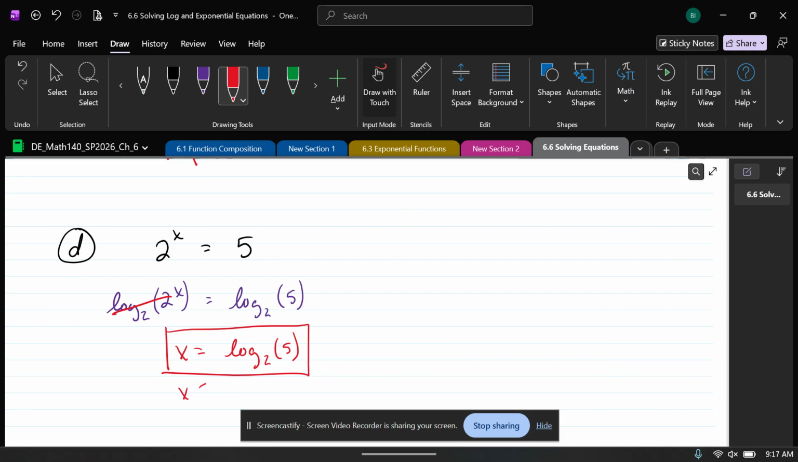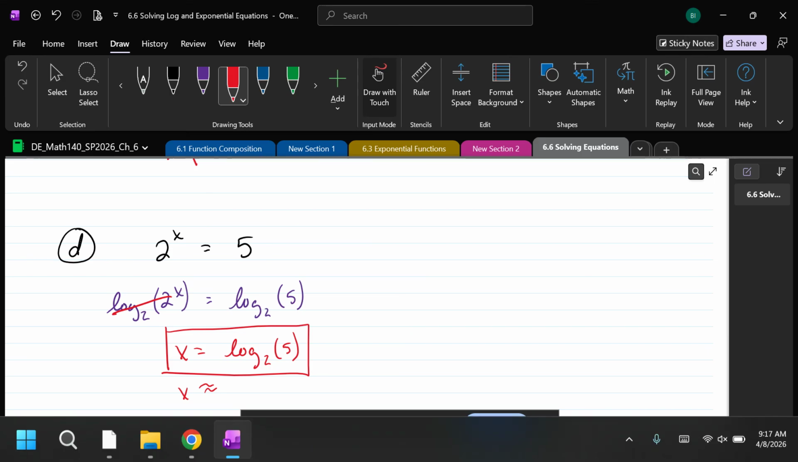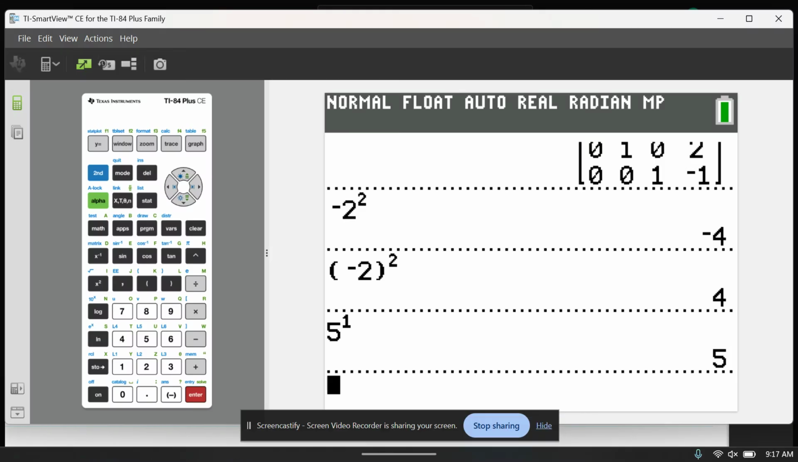We're going to get a decimal approximation. We got the exact solution. This is my exact answer. I want the decimal approximation for that as well. We're going to go 3 decimal places out of that. So on my calculator, I'm going to do log base 2 of 5.